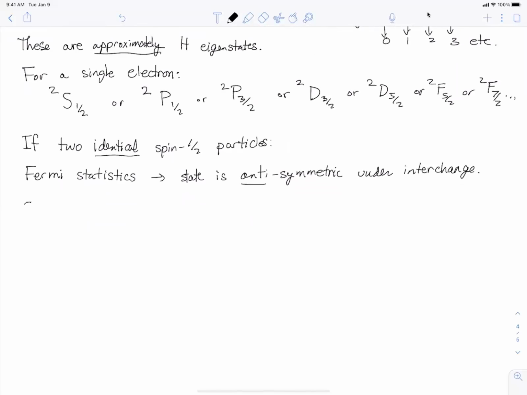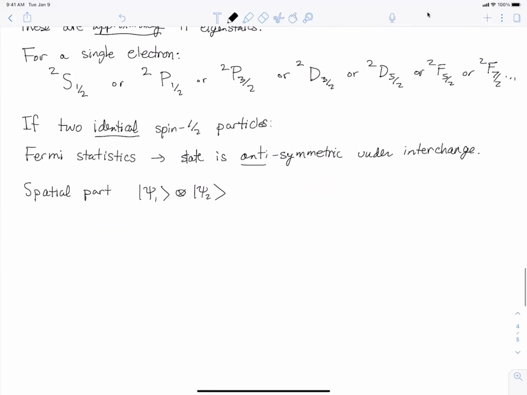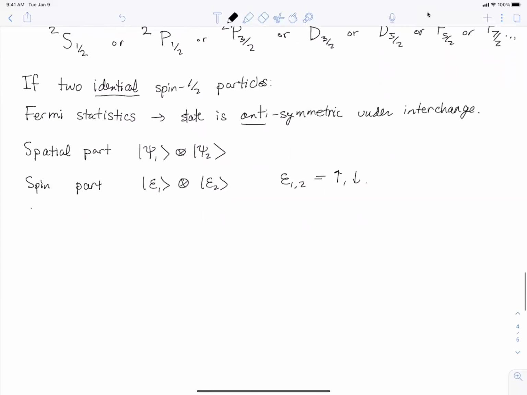So you can think of any wave function as a tensor product of a spatial part. Let's say my two states for my two electrons are psi1 and psi2, if I just consider the spatial wave function. And then a spin part, where it's epsilon1 and epsilon2, where epsilon1 and epsilon2 are either up arrow or down arrow. And then what we can do is construct symmetric and anti-symmetric states for the different parts separately and then combine them.